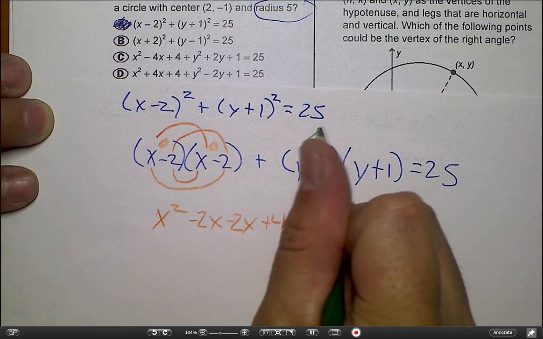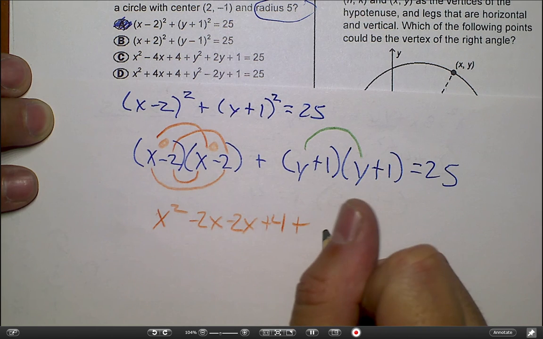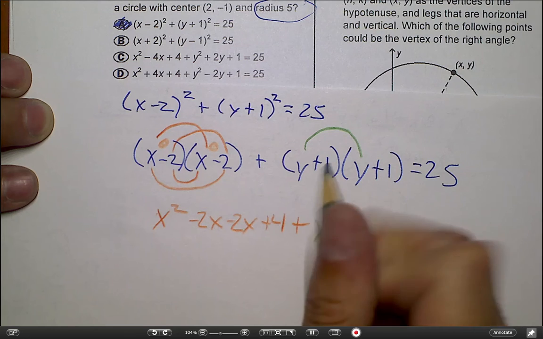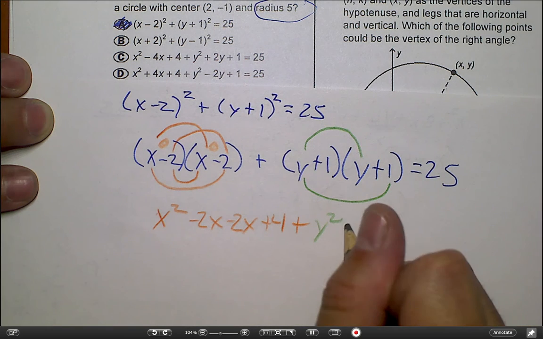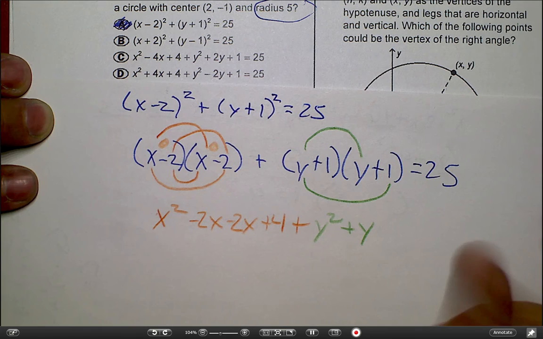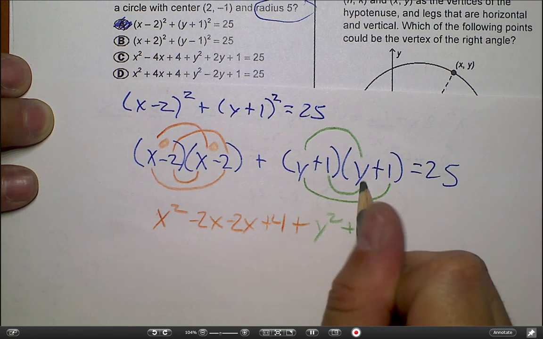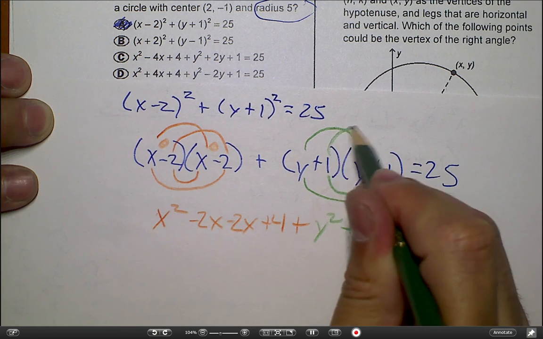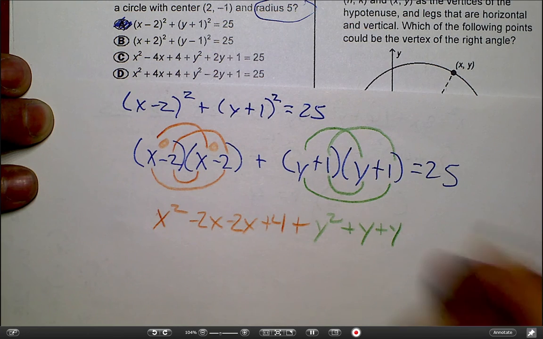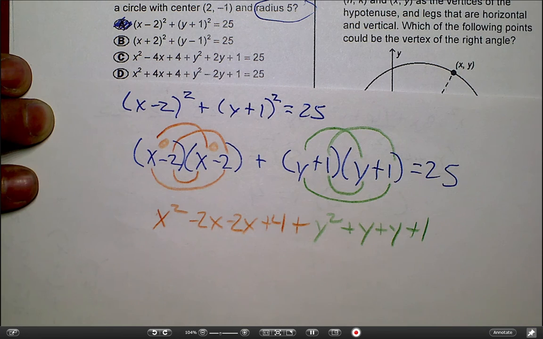Y times y. Y times 1 is y. 1 times y is y. And 1 times 1. All that equals 25.